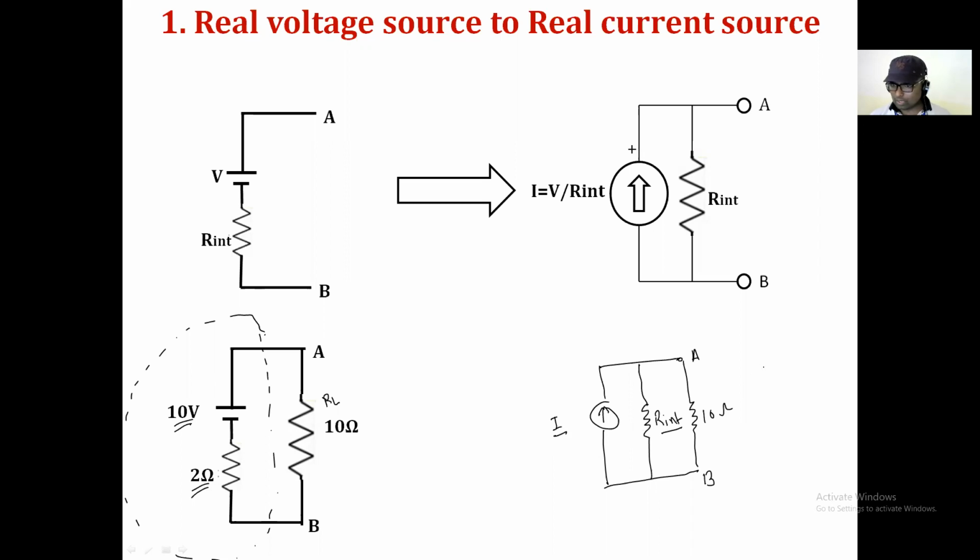We know that the value of I must be calculated by using the formula V divided by internal resistance. Now what is the value of V? It's 10, divided by internal resistance, which is 2. So I becomes 5 ampere. This is I, which is equal to 5 ampere. And this is the internal resistance, which is the same as the internal resistance of the voltage source. It's 2 ohm. Is that clear?